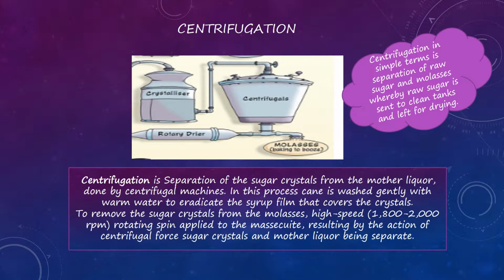Then comes the centrifugation process. Centrifugation is the separation of sugar crystals from the mother liquor, done by the centrifugal machines. In this process, the crystals are washed gently with warm water to remove the syrup film that covers the crystal. Centrifugation, in simple terms, is separation of raw sugar and molasses, whereby raw sugar is sent to clean tanks and left for drying.